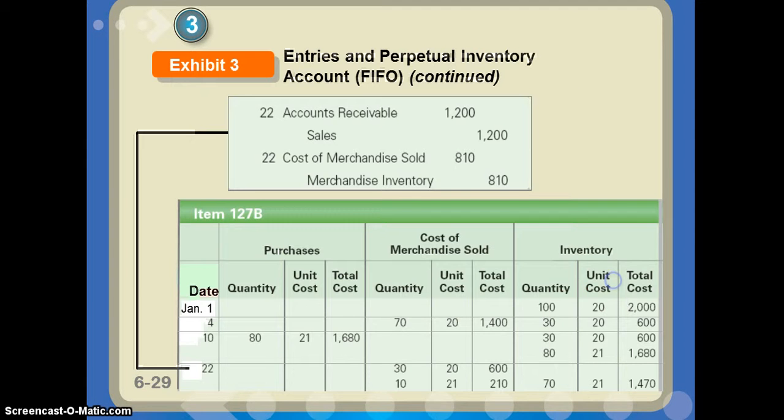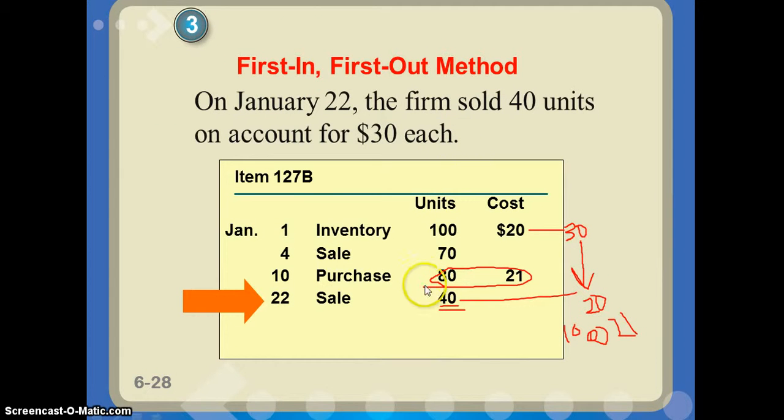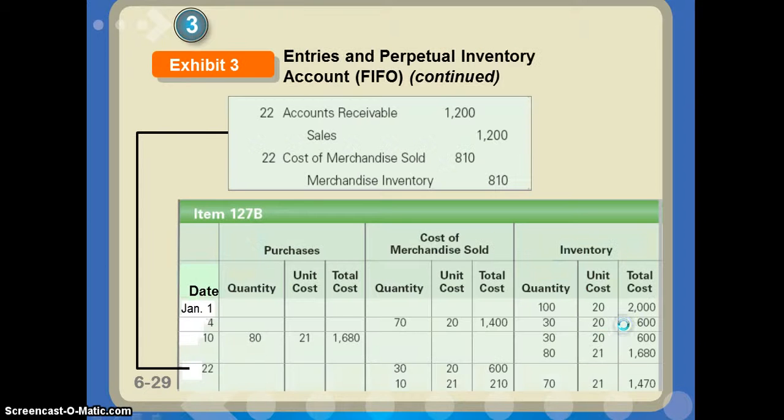Hopefully your journal entry looks like this. You've billed them for $1,200 worth of items, and you have a sale of $1,200. To record our cost of merchandise sold, we need to do some calculations. We sold 40 items. 30 of those were left over from our first 100 that we sold. So 30 at $20 is going to equal $600. Then we have to sell 10 more to meet our 40. 10 of those come from our purchase of 80 at $21. So 10 at $21. We add those items together. We see that our cost of merchandise sold is $810.